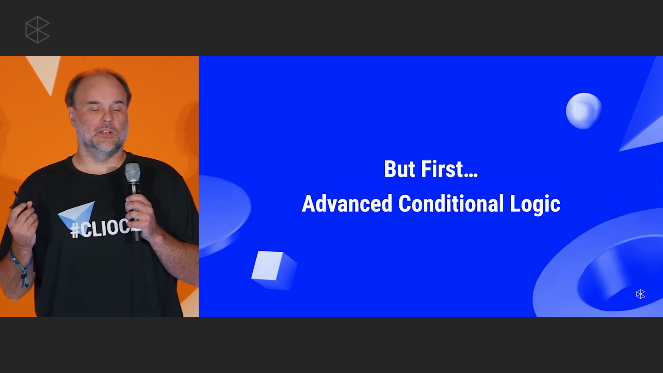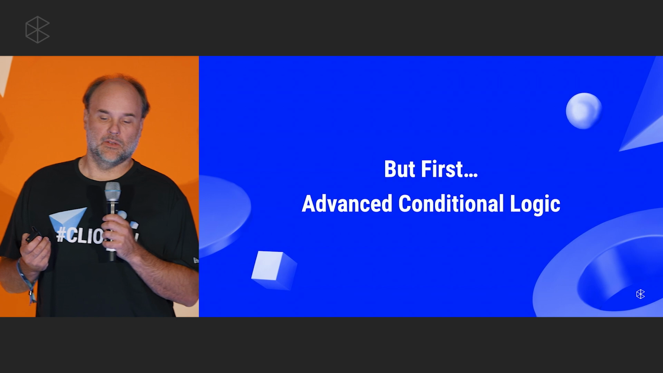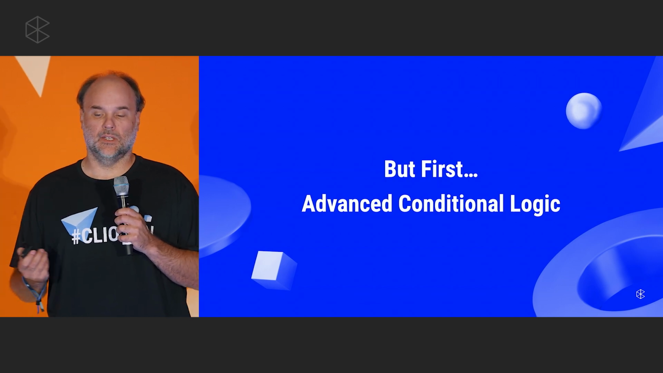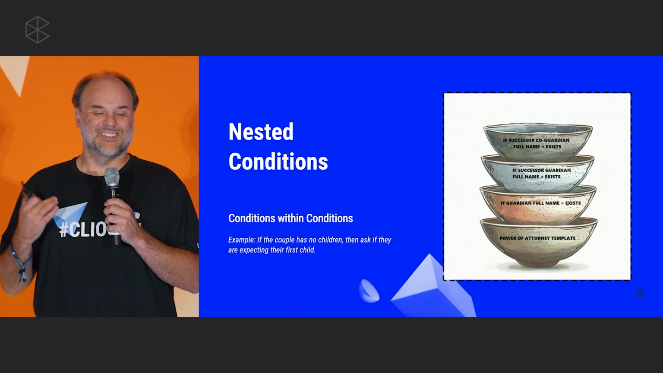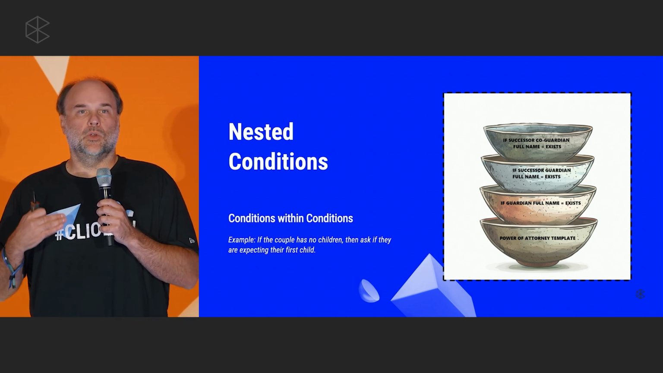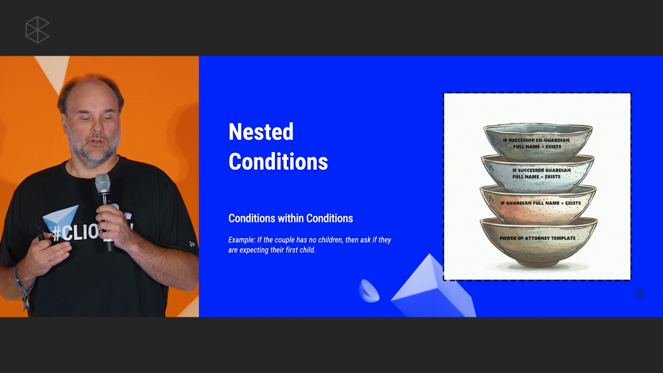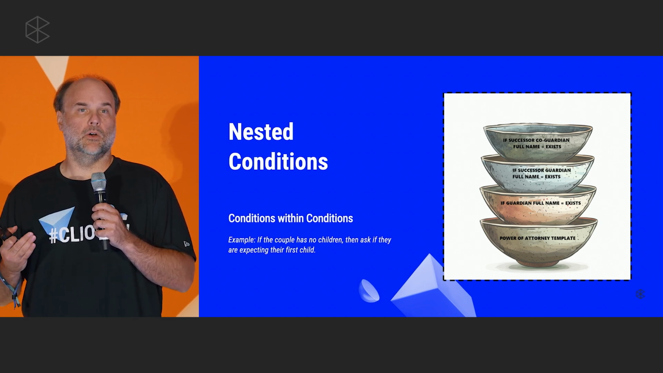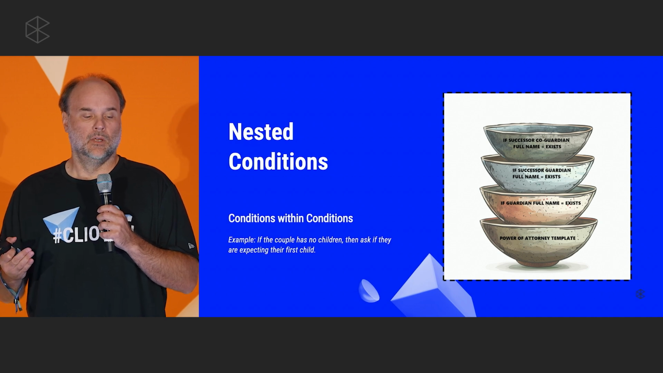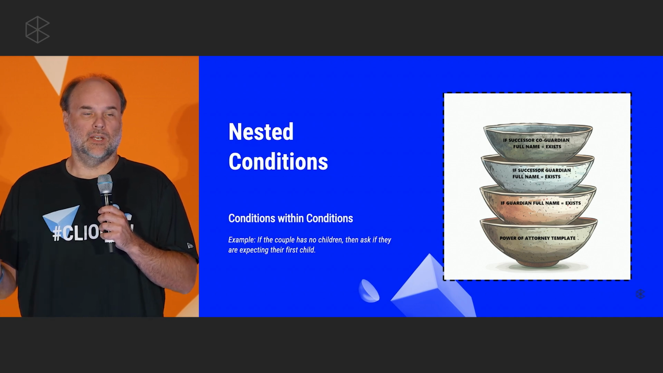But before we get to that, we have to talk a little bit about some of those advanced operators I was mentioning earlier, the ands and the ors and things like that. So the first type of advanced conditional logic is nested conditions. And this is where you only do something if something else happens first. So for example, if a couple has no children, then we want to know, are they expecting their first child? But if they already have children, we don't need to ask that.